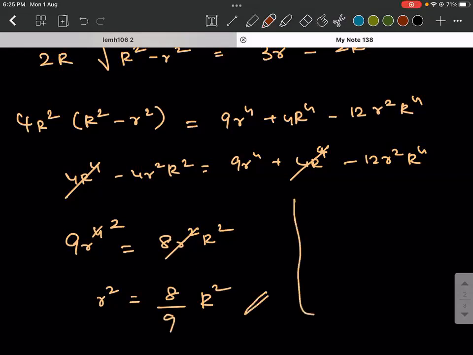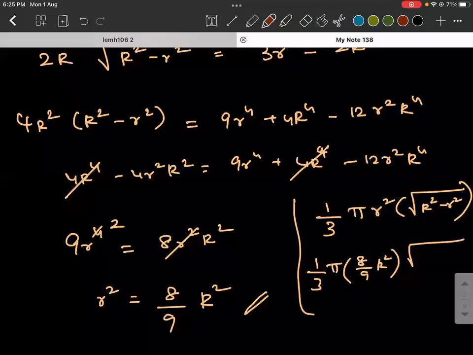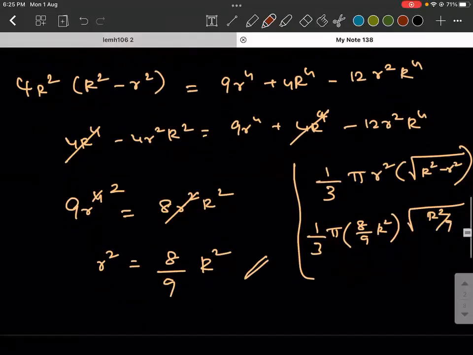If that is the case, then the volume of the cone, the second derivative I'm leaving it to you, is 1 by 3 π r² h, where h we wrote as root of R² minus small r², correct? So 1 by 3 into π into small r² is 8 by 9 capital R² into root of R² minus 8 by 9 times capital R², which is R² by 9. Am I right? Okay.